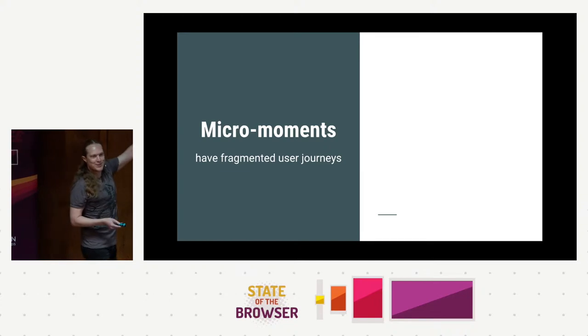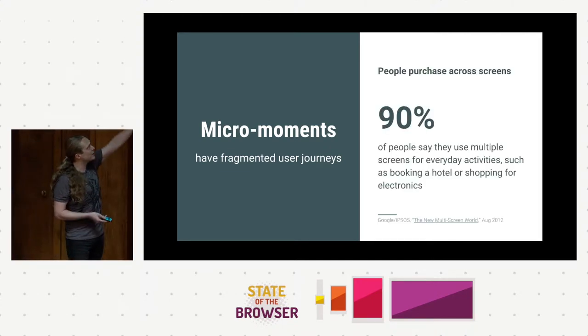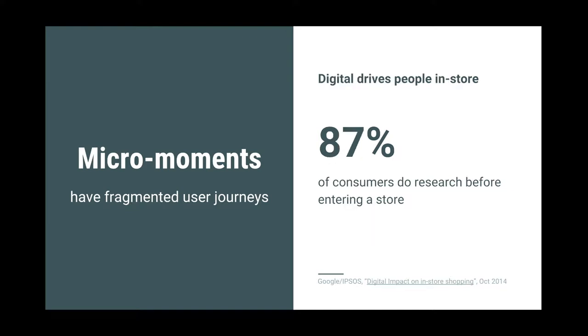Okay, but micro moments, and the point about this, is they have these fragmented user journeys. So 90% of people are using multiple screens for everyday activities. If you're booking a trip or you're planning an event, you're probably going across your phone and your laptop and your tablet, or maybe you're watching Netflix and you've got it going on your TV.